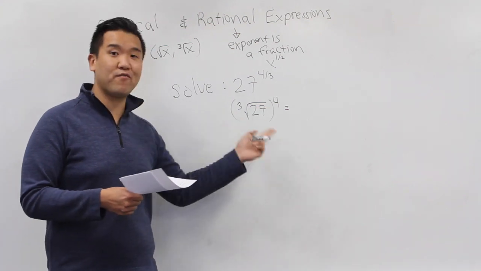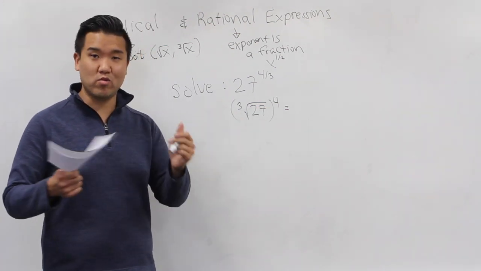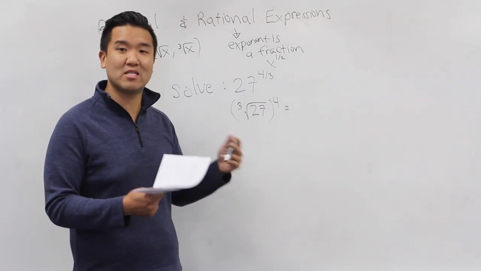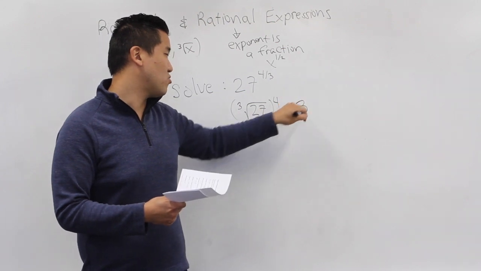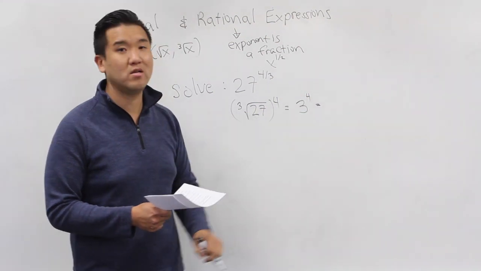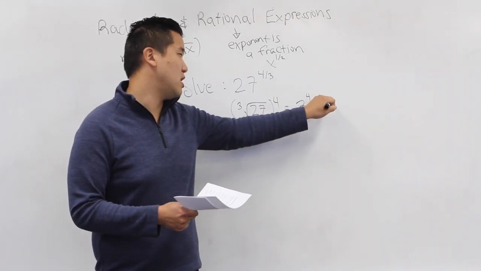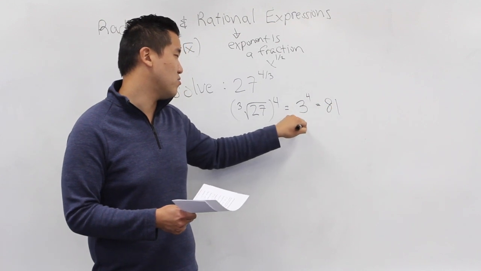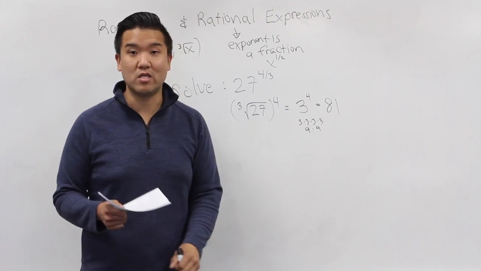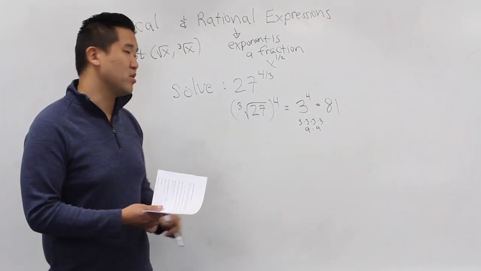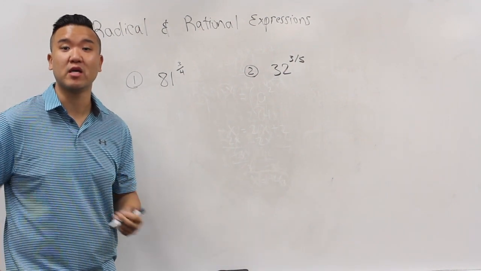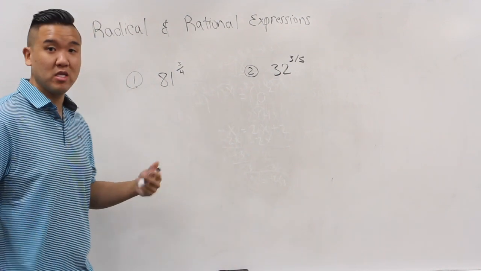Let's do the inside first. Cube root means what times what times what gives you 27? Multiplying 3 by itself 3 times gives you 27. That's 3. 3 times 3 is 9, 9 times 3 is 27. We take it to the 4th power, so we get 81, because we have 3 times 3 times 3 times 3, or 9 times 9, which is 81. That's the example. I'm going to do 2 more examples for radical and rational expressions that I want to try together before we move on to the basic, intermediate, and advanced levels.